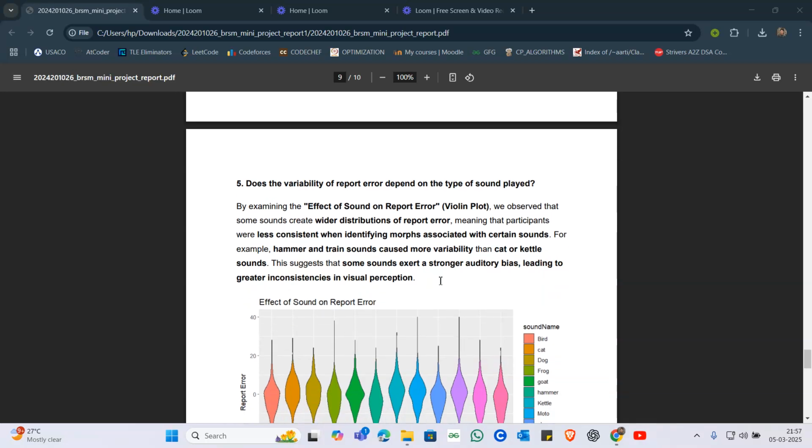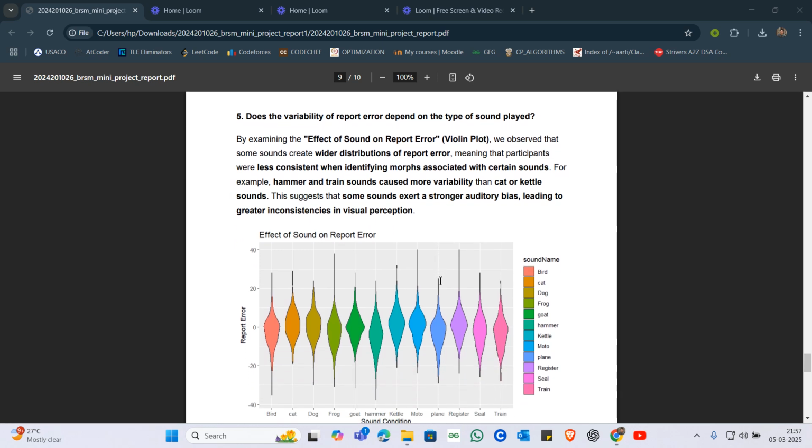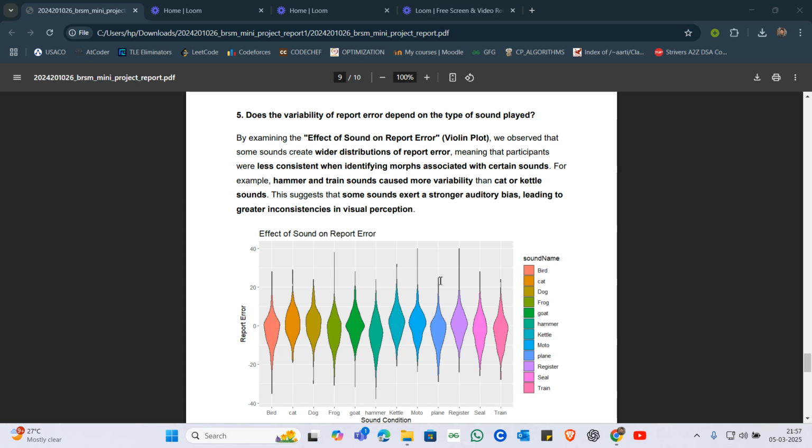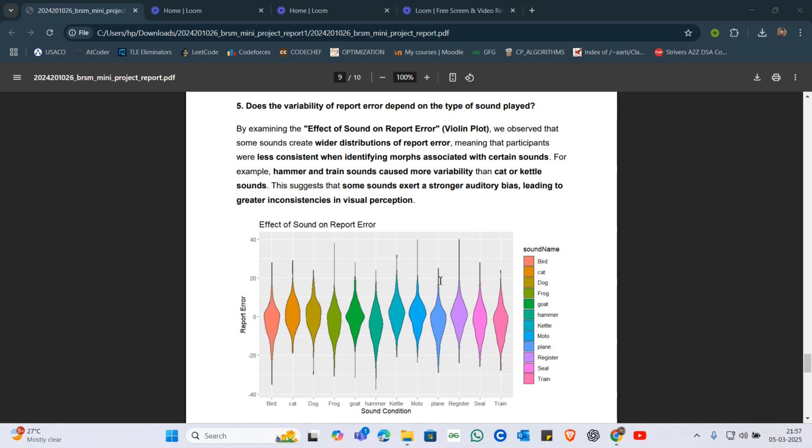Fifth question. Does the variability of report error depend on the type of sound played? We analyzed whether certain sounds led to more inconsistent responses. The violin plot shows that sounds like hammer and train cause a wider distribution of report error, meaning participants were less consistent in their responses for these sounds. This suggests that some sounds exert a stronger auditory bias, making it harder for participants to consistently identify visual morphs.